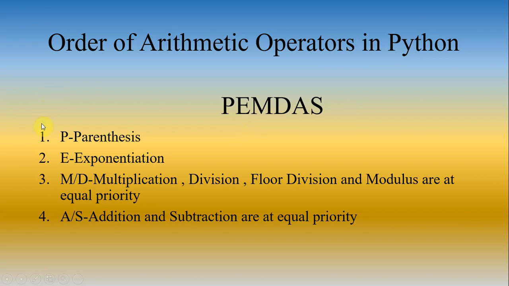P stands for parenthesis, E stands for exponentiation, M stands for multiplication, D stands for division. But again, multiplication, division, floor division and modulus are at equal priority. Then comes addition and subtraction. A stands for addition, S stands for subtraction. Addition and subtraction are at equal priority. Now let us look at the examples so all your doubts would be cleared.